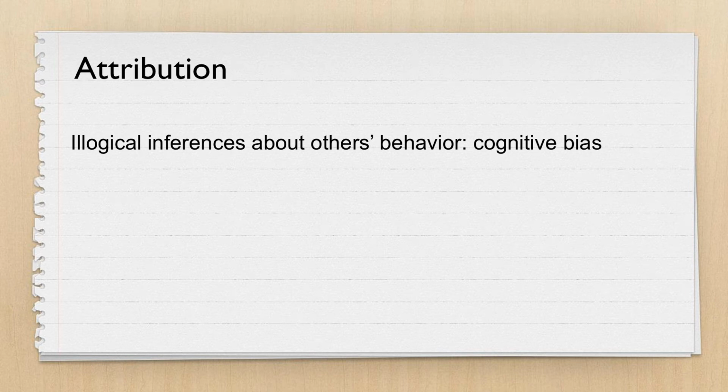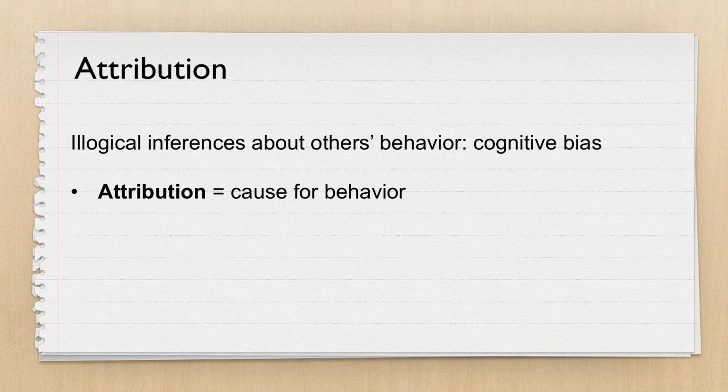Because we are social creatures, and because we have rich mental experiences, we spend much of our lives trying to figure out why other people behave the way they do, and also trying to figure out why we do some of the things we do. But often, we make illogical inferences about other people's behavior. An illogical inference about the behavior of others is called a cognitive bias.